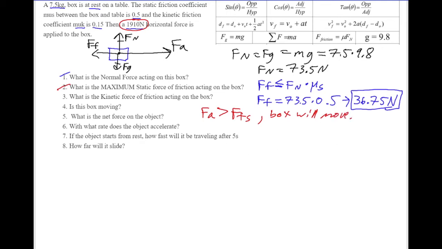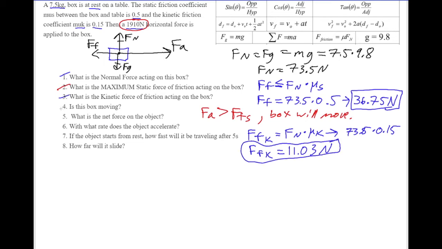Number 3 says, what is the kinetic friction? Well, since we know that the box is moving, we just do the same equation now, except we swap it out with our other coefficient. So we get force friction of kinetic is equal to force normal times that kinetic coefficient. And this is super easy because we just did it above, but basically it's just 73.5 again times 0.15. So we find out that our force of kinetic friction, because kinetic is in motion, is equal to 11.03. And again, that's newtons because it's a force.